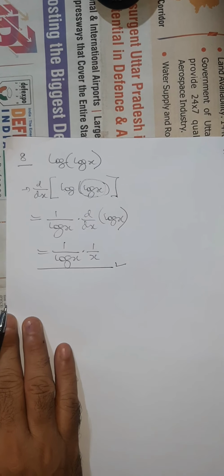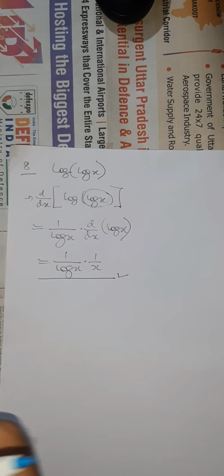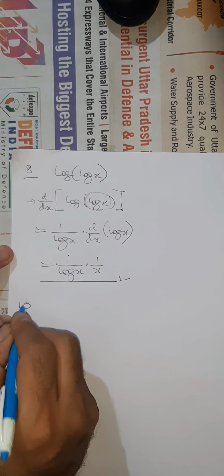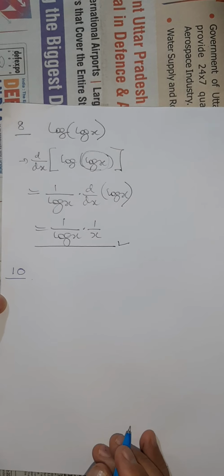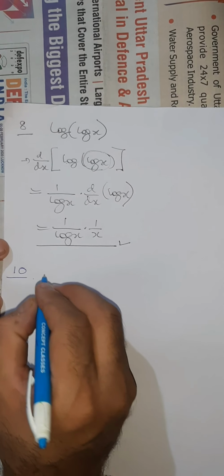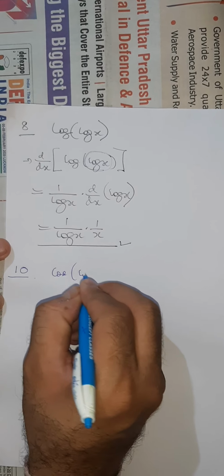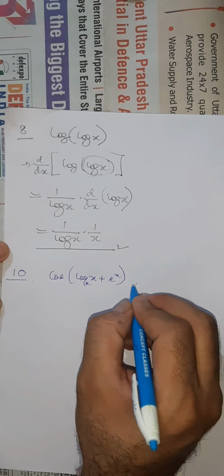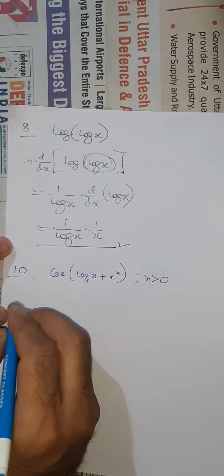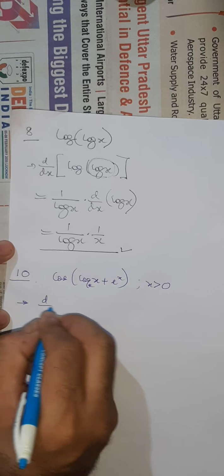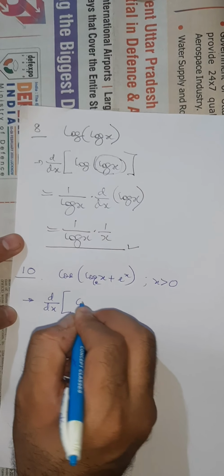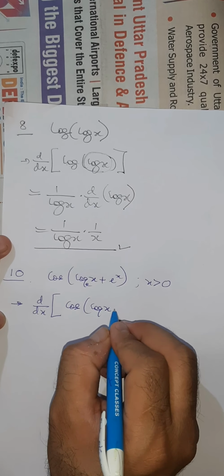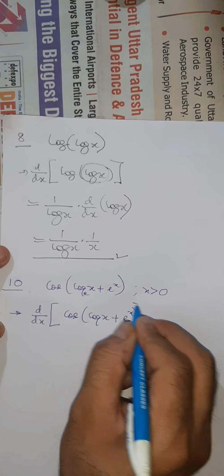Now the next question is simply the division rule. I'll go to question number 10. You are given cosine of log x plus e raised to x to the base e, where x is greater than 0. So in the solution, let me start with d by dx of cos of log x to the base e. Your base is not written, means base is e, remember.